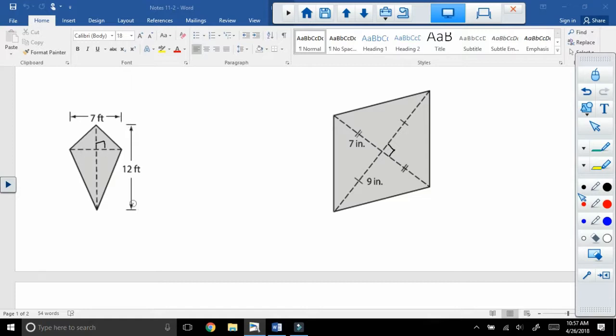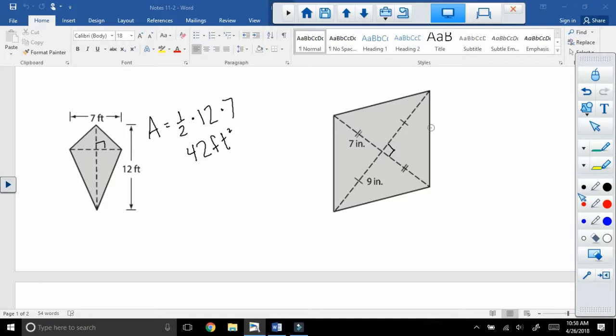Here they just give me both diagonals. So the area is half the product of the two diagonals, so that's going to be 12 and 7. So that would be 42 square feet. To do that in my head, I would do half of 12 and then 6 and then just multiply that by 7.